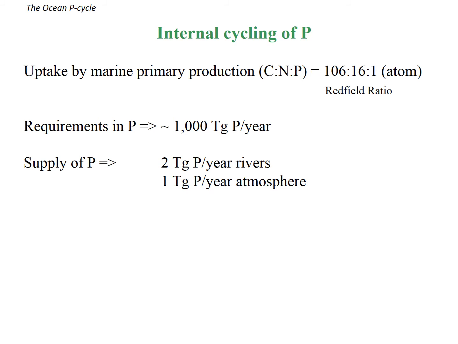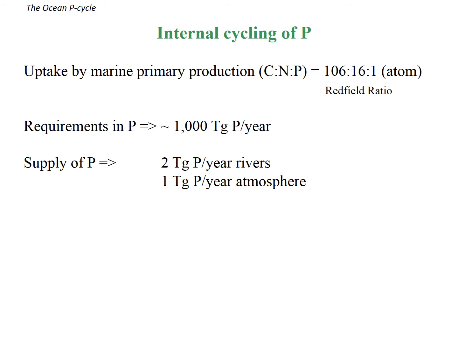every time primary productivity happens, you're taking CO2 dissolved out of the water and forming organic matter. For every 106 carbon atoms, you need 16 nitrogen atoms. You also need 1 phosphorus atom, and this is the average ratio at which the ocean takes up carbon, so that organisms in the ocean take up carbon and nutrients.